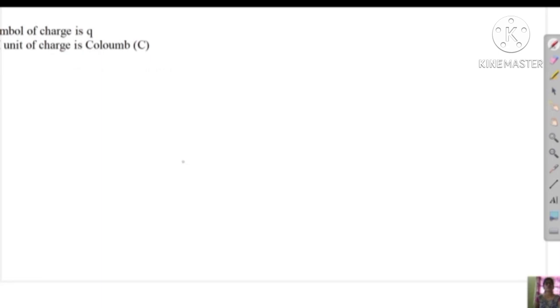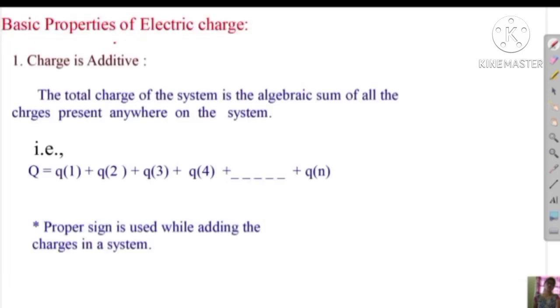Before going to learn the properties of charge, one should know what the symbol of charge is. The symbol of charge is small q. I mean a small charge is denoted by small q, and the total charge or a large amount of charge is denoted by capital Q. And what is the SI unit of charge? The SI unit of charge is coulomb. In detail about the unit of charge we will discuss in the coming classes. Let's go to the properties.